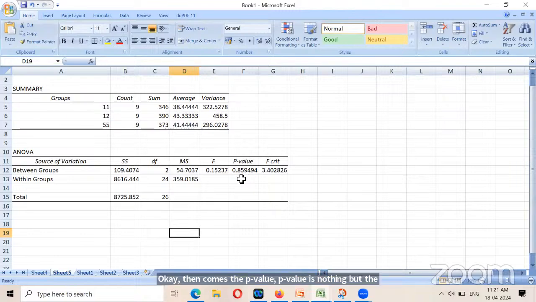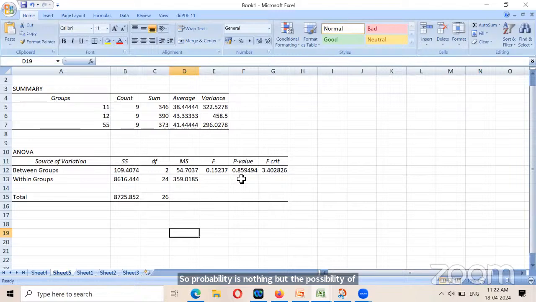Probability is always between 0 and 1, right? Probability means the possibility of something happening. For example, whether a student will come today, whether the teacher will take a lecture today, whether it is going to rain today or not. So probability is nothing but the possibility of happening something, so it is always between 0 and 1.